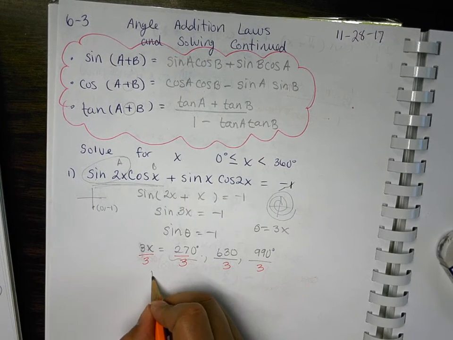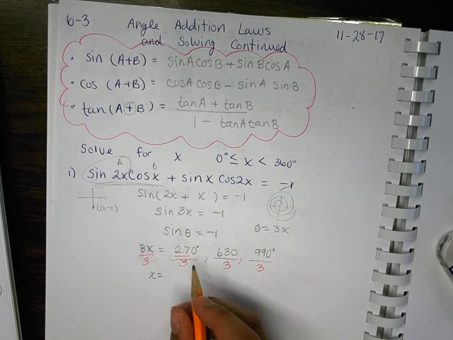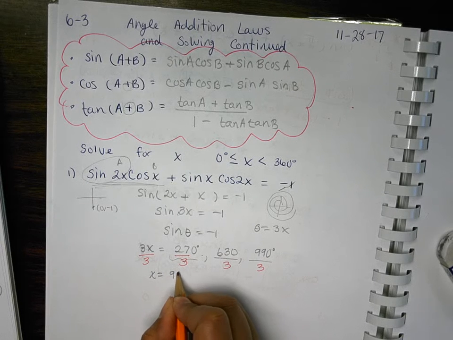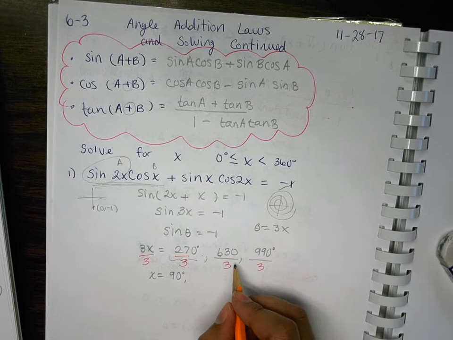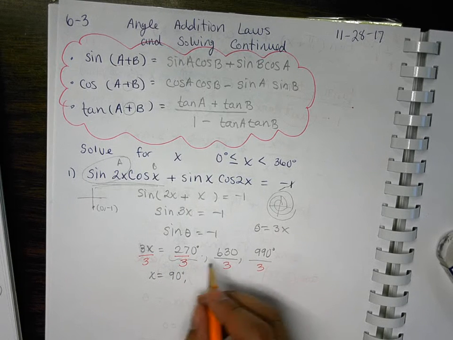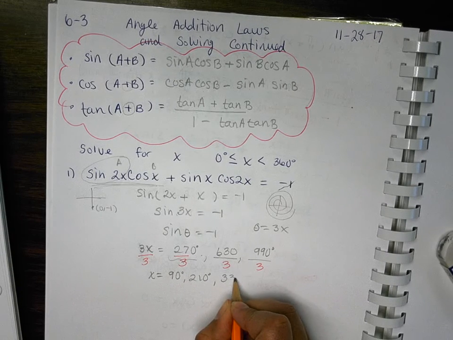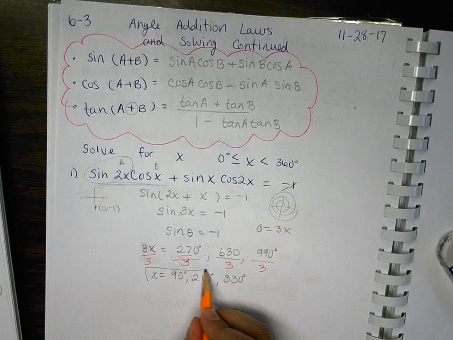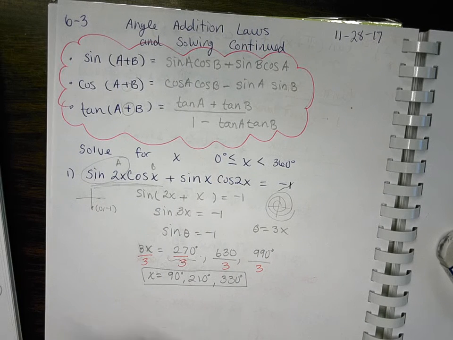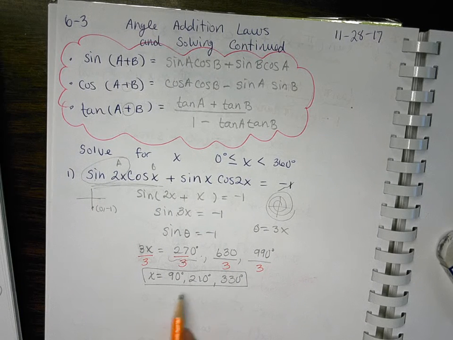All right, x equals, what do we end up with here? 90. This one is 210. And the last one? 330. Now your final set should be between 0 and 360. Is this between 0 and 360? Yes, yes it is. Got it?